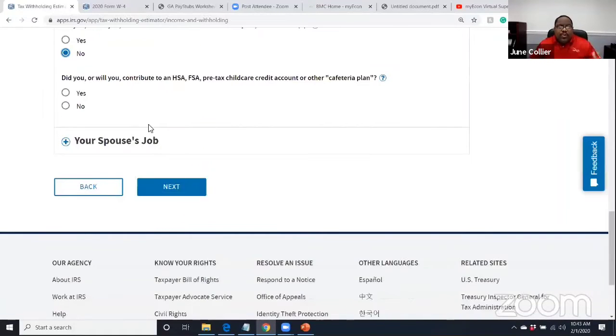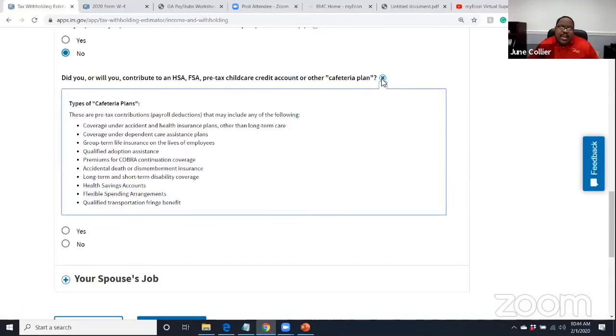And did you or will you contribute to an HSA, FSA, pre-tax child care credit account or other cafeteria plan? Now, somebody says, June, what does that mean? Well, here's the nice thing. There is a question mark beside each question. If you click on that question mark, it's going to open up and explain that question in more detail. So any question that you have some questions about, you can click on this particular button and it's going to provide you with more details around that question.